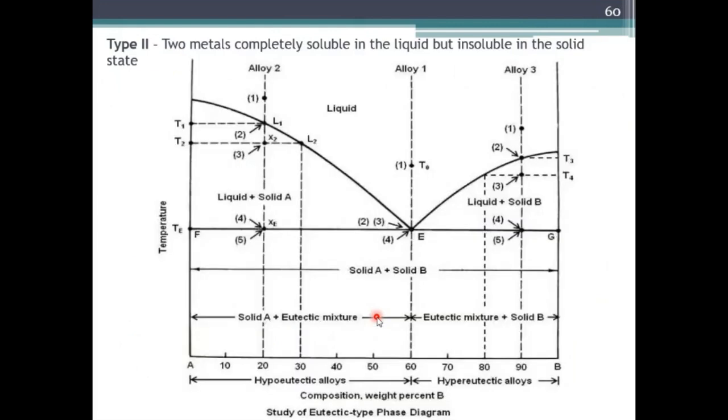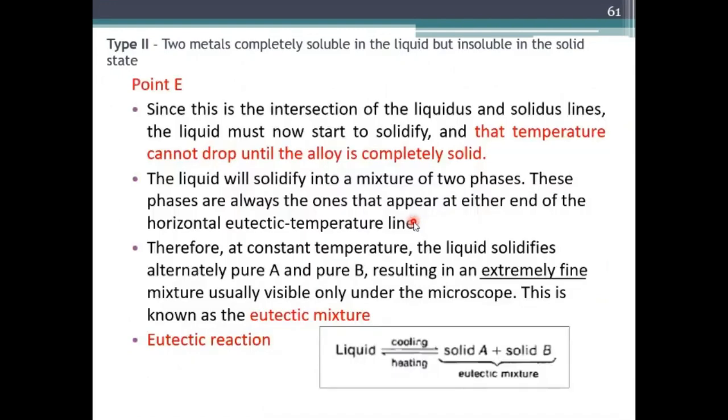So the point E, this corner intersecting point E, is the intersection of the liquidus and solidus lines, so the liquid will now start to solidify. The temperature cannot drop until the alloy is completely solid. The solidification will happen in two phases: one appearing at either end, and the other appearing as a eutectic mixture, resulting in a very fine mixture visible under the microscope.